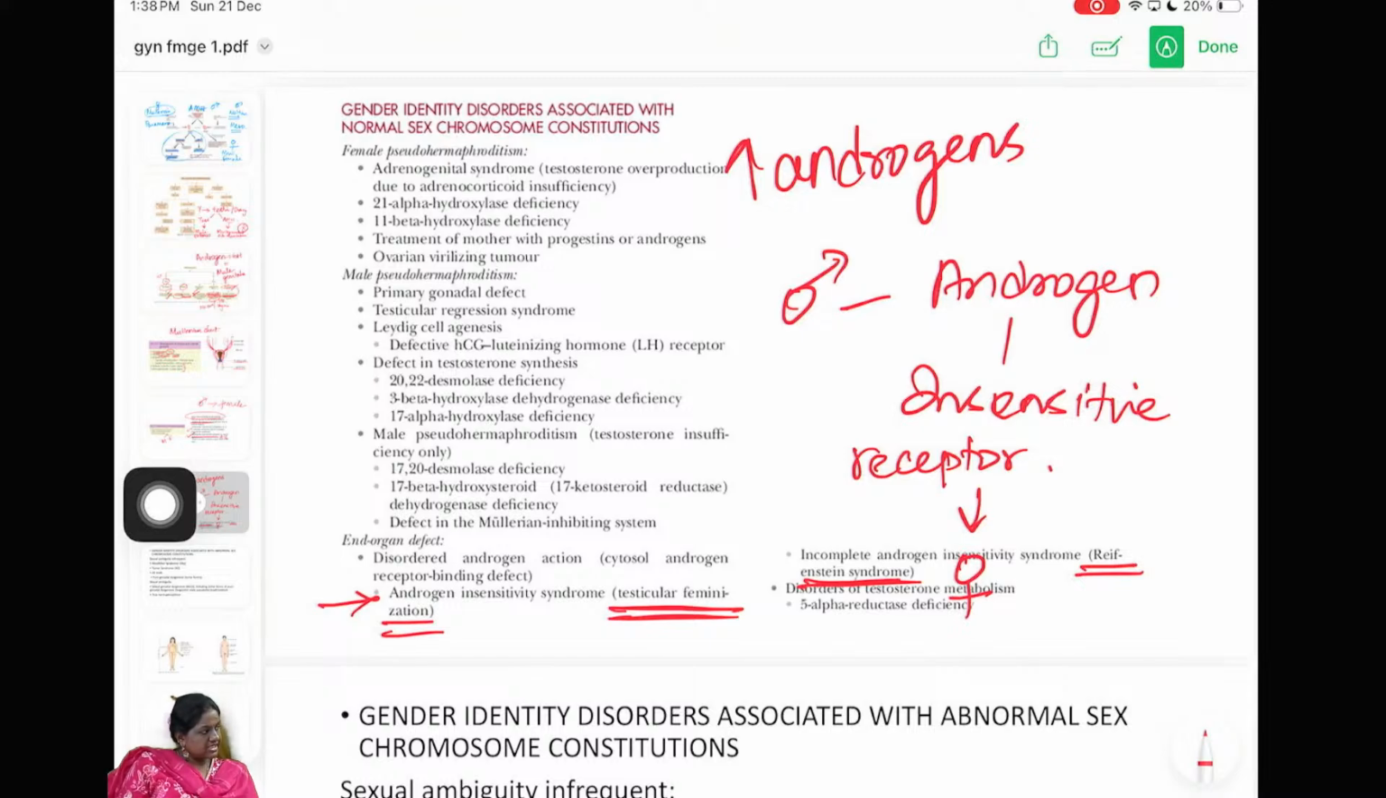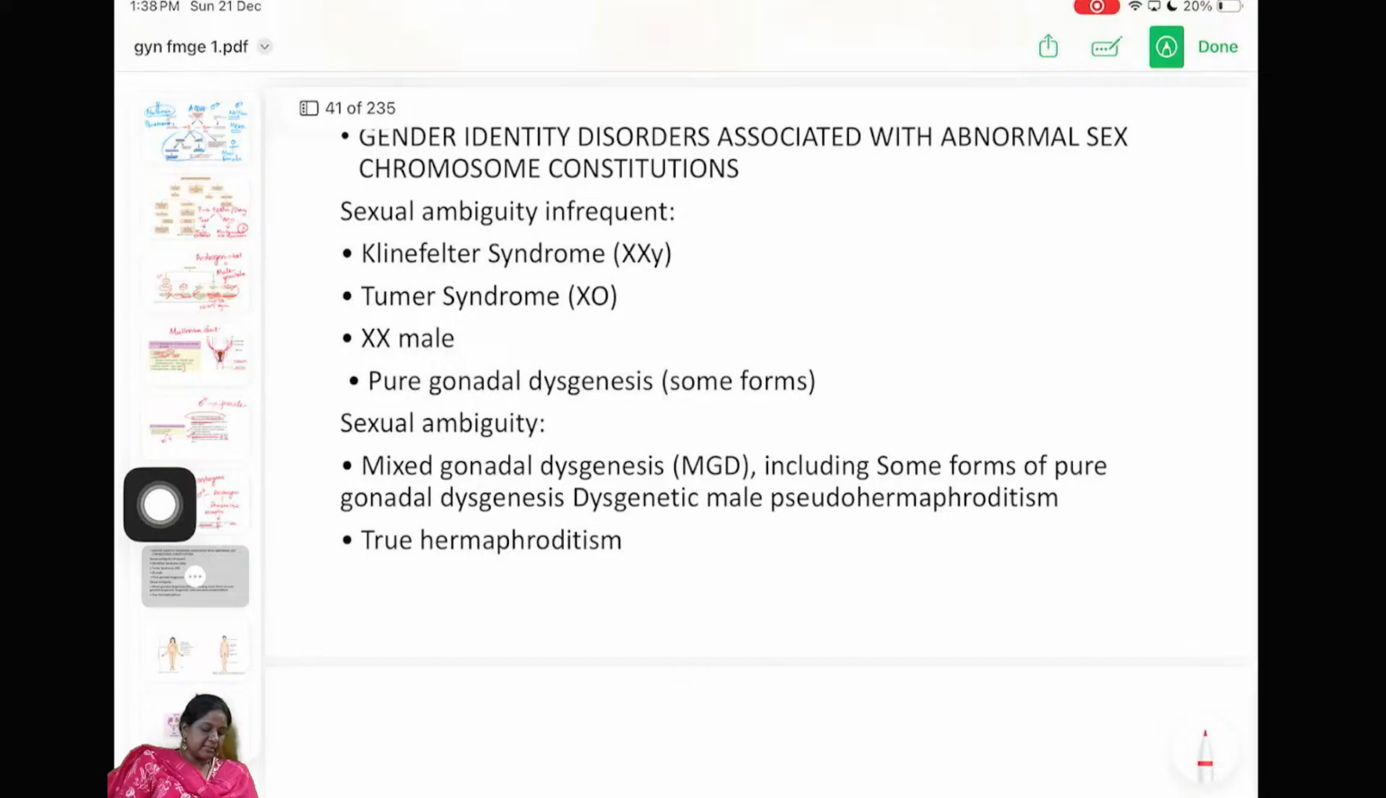You understand? So, what makes a male person present as male? What hormone?